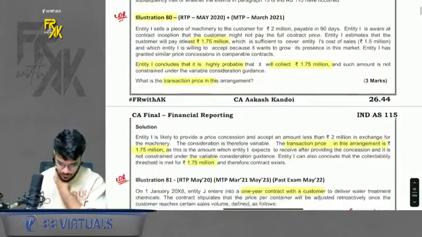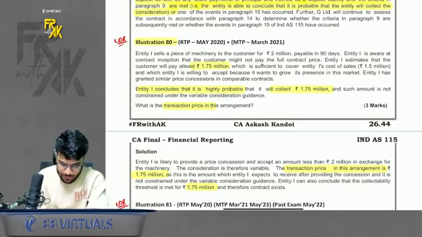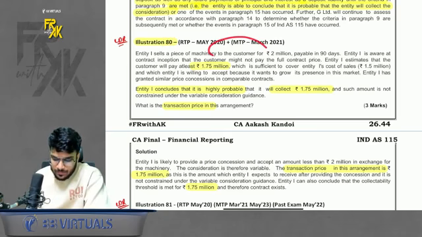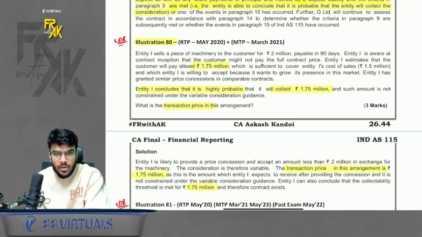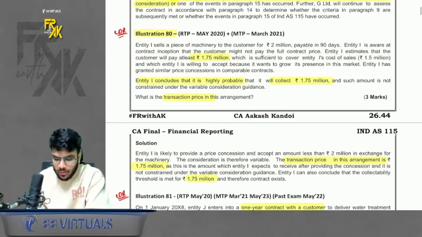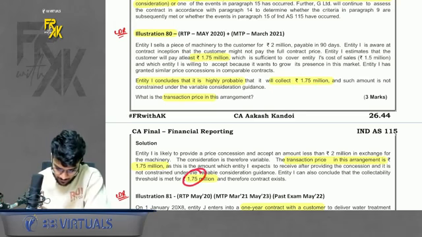Clear with this? Chalo. Then we have a chunk of questions 80, 81, 82, 83, 84. Let's see. 80. It says we sell something for 2 lakhs, but we expect to collect only 1.75 lakhs. What would be the amount of revenue? 2 or 1.75? Revenue is always what you expect to receive. So it will be 1.75.